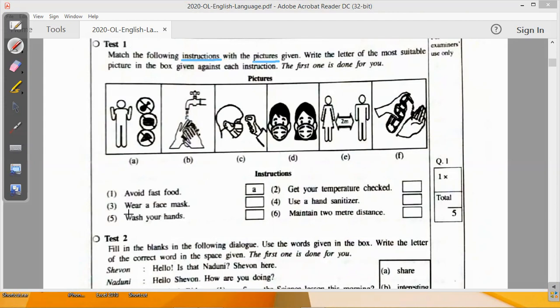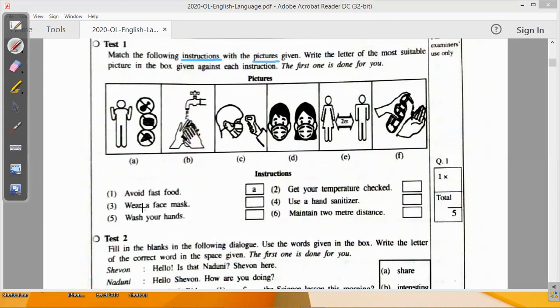Now if we have a look at this, wear a face mask, and here is also a person wearing a face mask. Under C, here are also two persons wearing face masks. So you need to be very careful with these things. You don't know when you're going to make the mistake. So don't be careless. Just read the question and try and answer in the best possible way.